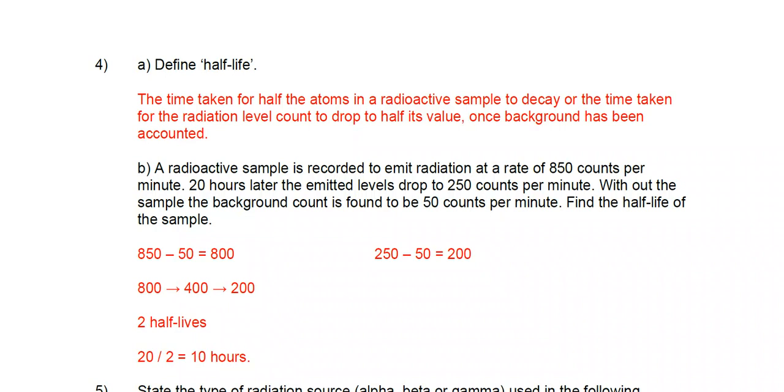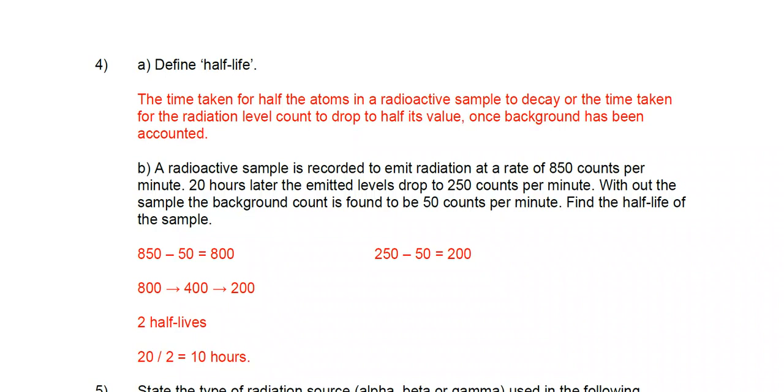A radioactive sample is recorded to emit radiation at a rate of 850 counts per minute. 20 hours later, the emitted level drops to 250 counts per minute. Without the sample, the background count is found to be 50 counts per minute, so that's basically the background radiation. Find the half-life of the sample.